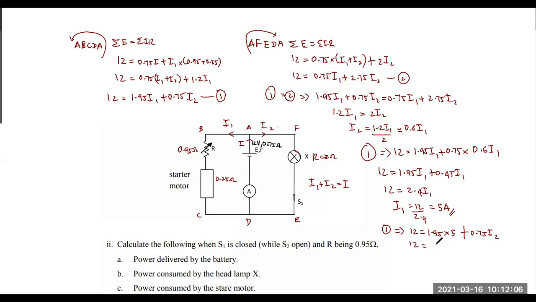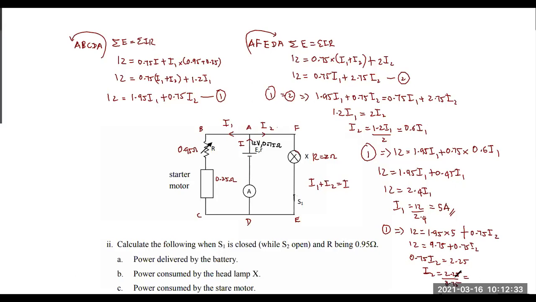No, not 4.75. Sorry, it's 9.75. 5 into 5 is 25. 9 into 5 is 45, 47, 2 balance, like this. Plus 0.75 I2. Then we will finally be getting 0.75 I2 is equal to 2.25. I2 is equal to 2.25 divided by 0.75.